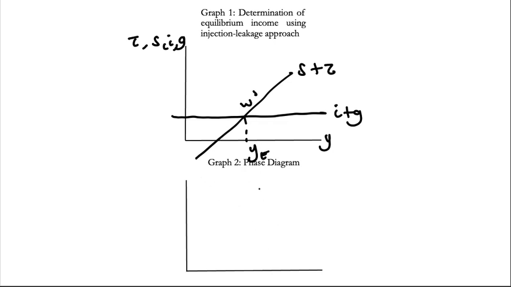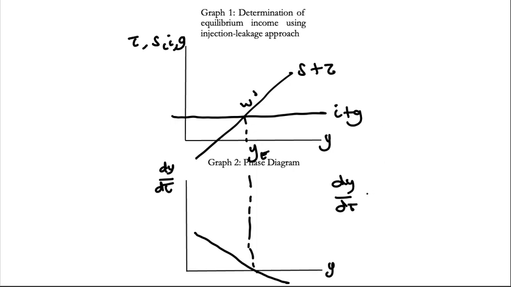Now, for the second graph, we call it a phase diagram. It is income over time. So we have real income here, and then we have the change in income over time. Okay, so let's see here. We try to relate it with time. So we have something like this. And we can see here dY over dt, not tau, t for time, is negative or less than 0, it is downsloping.